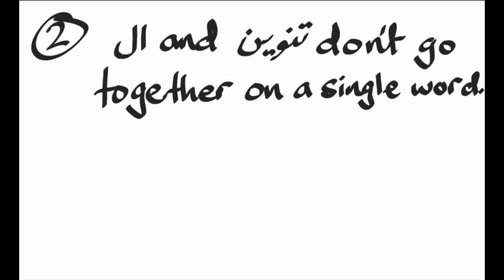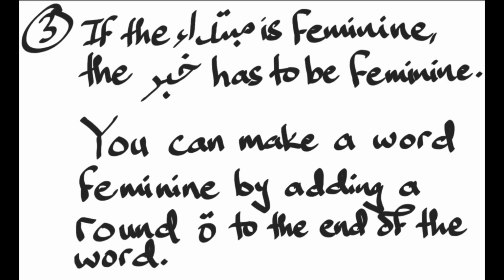The second thing we learned is that you can never ever have an alif lam and a tanween at the same time on one single word. The third thing we learned is that if the mubtada is feminine, then the khabar has to be feminine. And the way to make a khabar feminine is just to add a round ta to the end of the word.